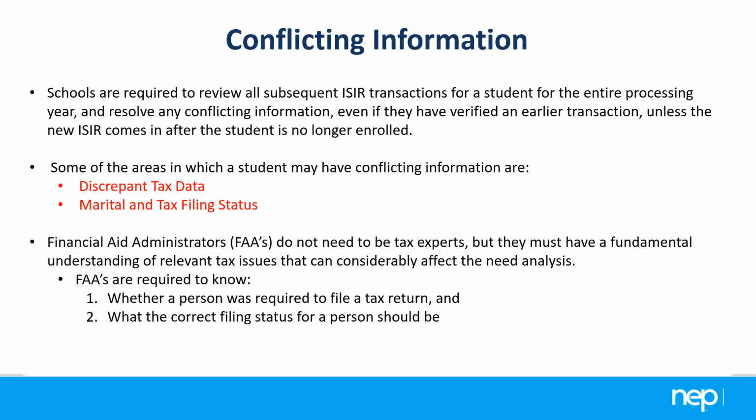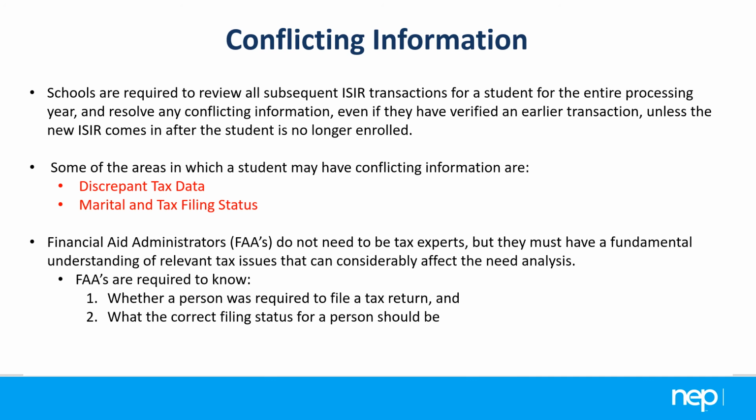Schools are required to review all subsequent ISIR transactions for a student for the entire processing year and resolve any conflicting information, even if they have verified an earlier transaction, unless the new ISIR comes in after the student is no longer enrolled. Some of the areas in which a student may have conflicting information are discrepant tax data, marital and tax filing status. FAAs do not need to be tax experts, but they must have a fundamental understanding of relevant tax issues that can considerably affect the need analysis.